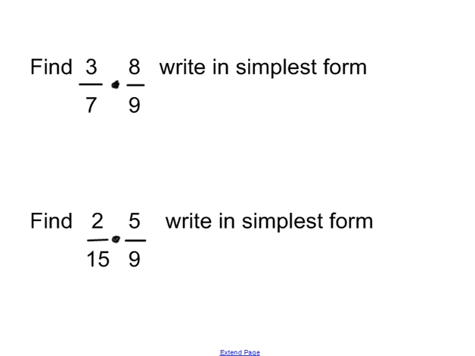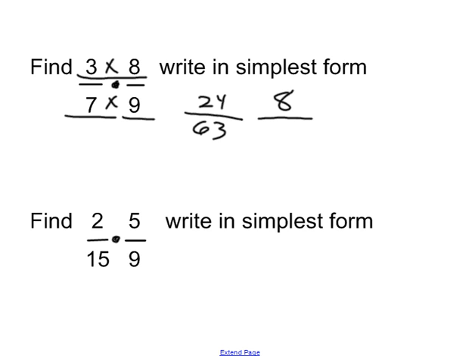Here's a practice problem, another one. 3/7 times 8/9. Well, I multiply the numerators together and I multiply the denominators together. So 3 times 8 is 24. 7 times 9 is 63. Is there anything that's in common to both of those? I think I can divide both by 3. So I can divide 24 by 3 and get 8, and I can divide 63 by 3 and get 21. How about anything from there? Don't believe so. My answer then is 8/21.